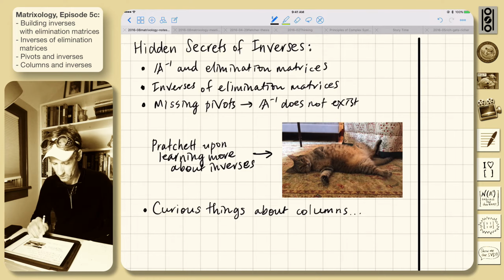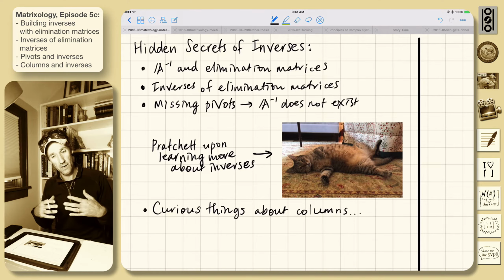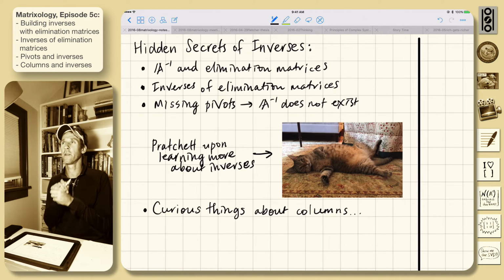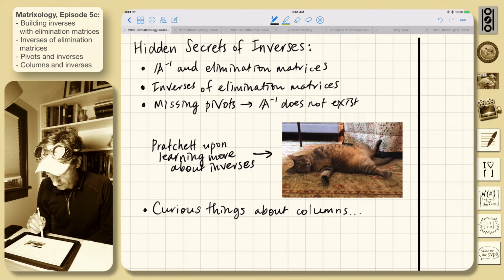There's a picture of a cat here for some reason.